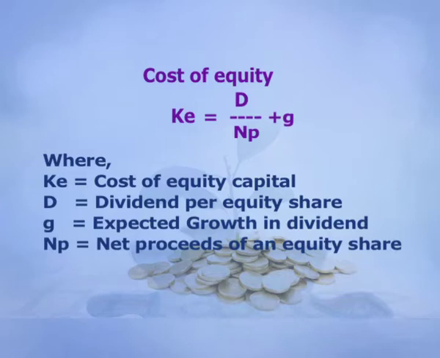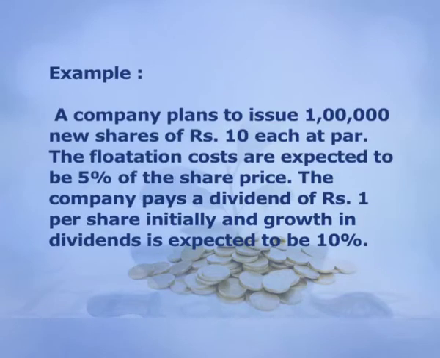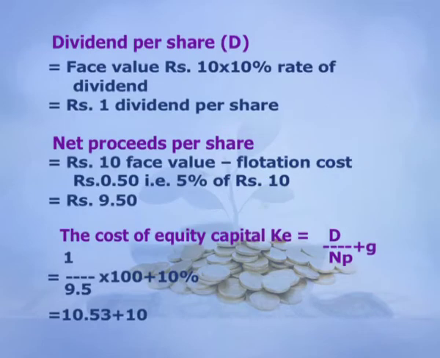Now let us understand with the help of an example. A company plans to issue 1 lakh new shares of rupees 10 each at par. The flotation costs are expected to be 5% of the share price. The company pays a dividend of rupees 1 per share initially and growth in dividends is expected to be 10%. For calculating cost of new issue of equity share, let us first calculate dividend per share D and net proceeds NP per share. Dividend per share is equals to face value rupees 10 into 10% rate of dividend, which is equals to rupees 1 dividend per share.